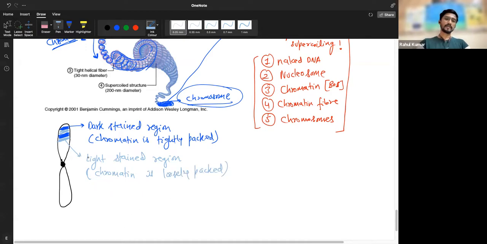Okay. Now, if a region is very tightly packed, do you think that region will be accessible to the proteins which make RNA from the DNA? Transcription will be easy in which region? Let me give you an analogy.